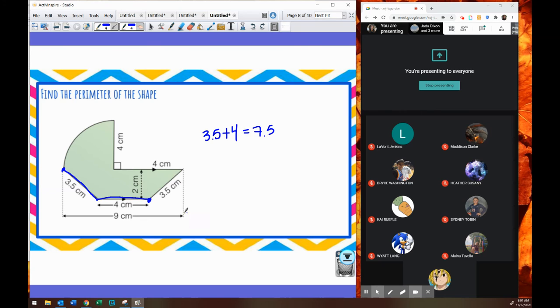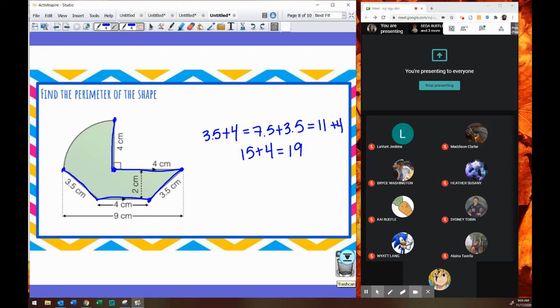So I'm just going to keep adding. I have another 3.5. And what do we get? How long is the 4 part there, on the top of the trapezoid? You get 11. I have another 4 centimeters here. So what do we have? 15. Plus another 4 centimeters, which is what? 19. So we added up all of the funky looking shapes.